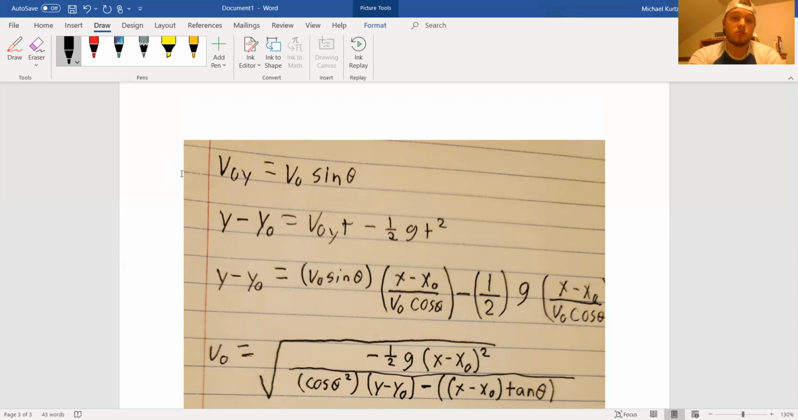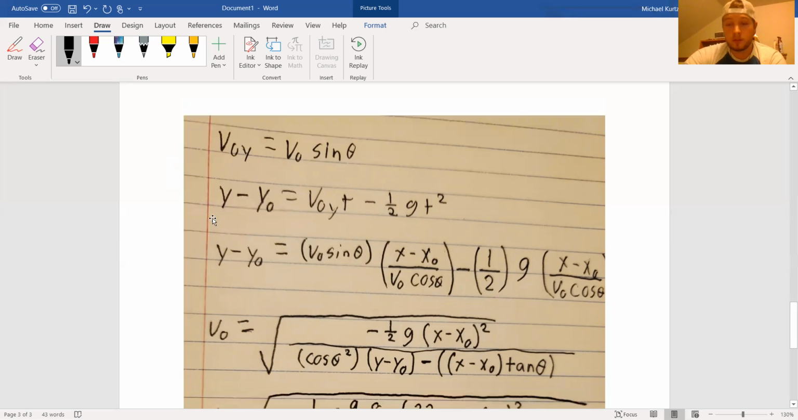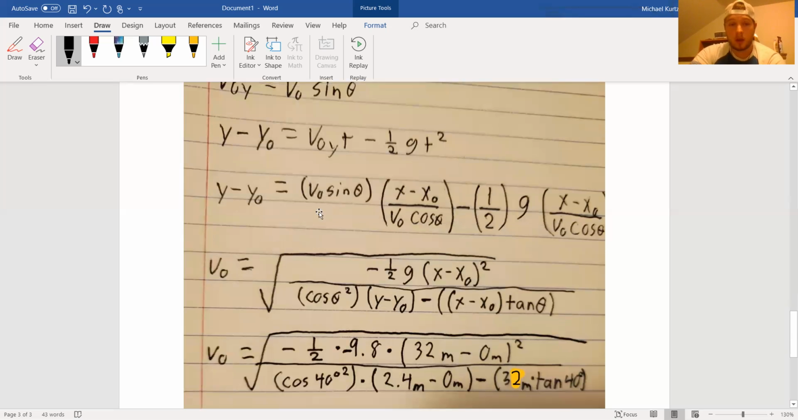So our initial velocity in the y direction equals the initial velocity times the sine of our given angle. And our other equation that we're going to begin working in here is the final distance in the y direction minus the initial distance in the y direction equals the initial velocity in the y direction times time minus 1/2 times gravity as acceleration times time squared. So we begin to input our other equations into this to finally get our final equation.